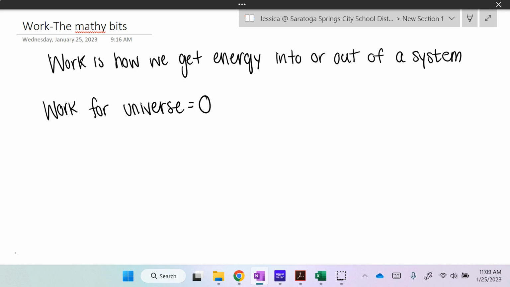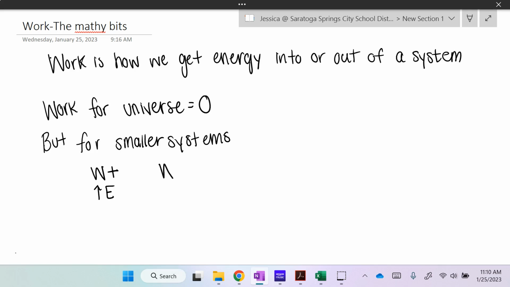So work for the universe is going to equal 0 because energy is conserved at the universe level. But we can define smaller systems than the universe. For smaller systems, work can be positive, meaning we are increasing the energy. Work can be negative, meaning we are decreasing the energy, or the work being done can be 0, which means the change in energy is 0.